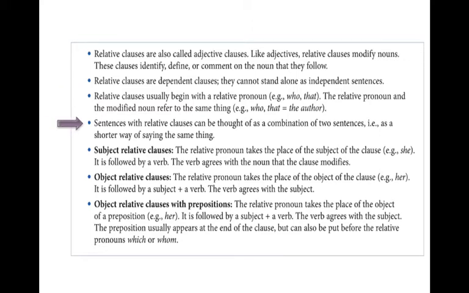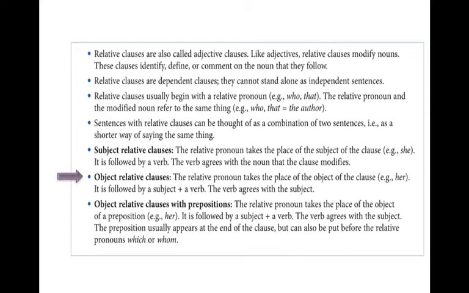Sentences with relative clauses can be thought of as a combination of two sentences, that is, as a shorter way of saying the same thing. Subject relative clauses: the relative pronoun takes the place of the subject of the clause. It's used instead of the subject of the clause, for example, she. It is followed by a verb. The verb agrees with the noun that the clause modifies.